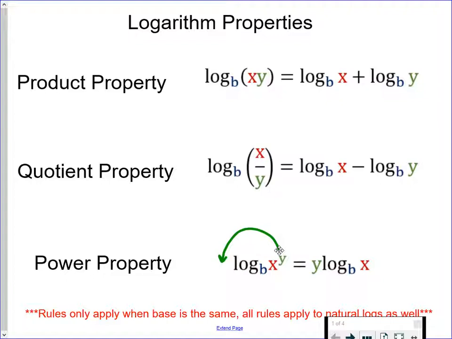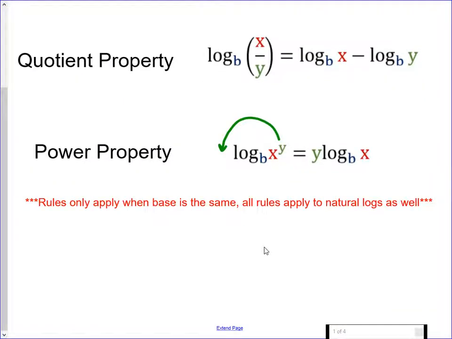Okay. So down here in red, it said rules apply when the base is the same. The base has to be the same. All rules also apply to natural logs. Okay. So those are the LN. Let me scroll up just a little bit so people in the back can see. So rules only apply where the base is the same. And all rules apply to natural logs as well. Okay.